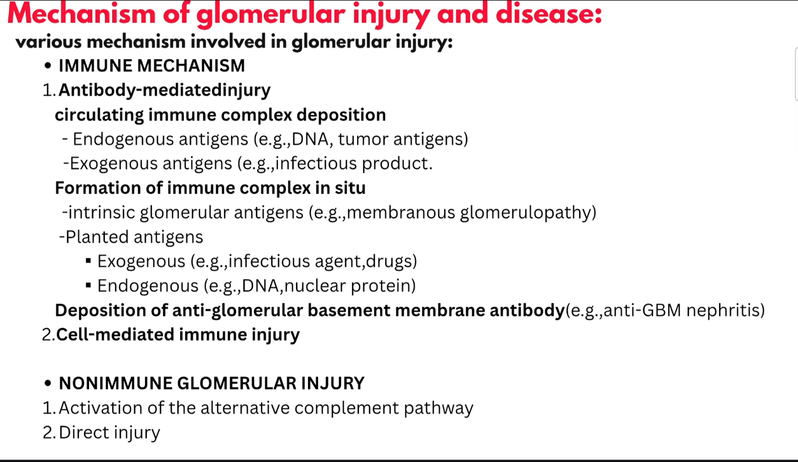Non-immune mechanisms include activation of the alternative complement pathway and direct glomerular injury, which leads to damage independent of immune complexes. These mechanisms can overlap, complicating clinical presentation and treatment. Next, we will examine immunological mechanisms of antibody-mediated glomerulonephritis and their effect on kidney morphology.